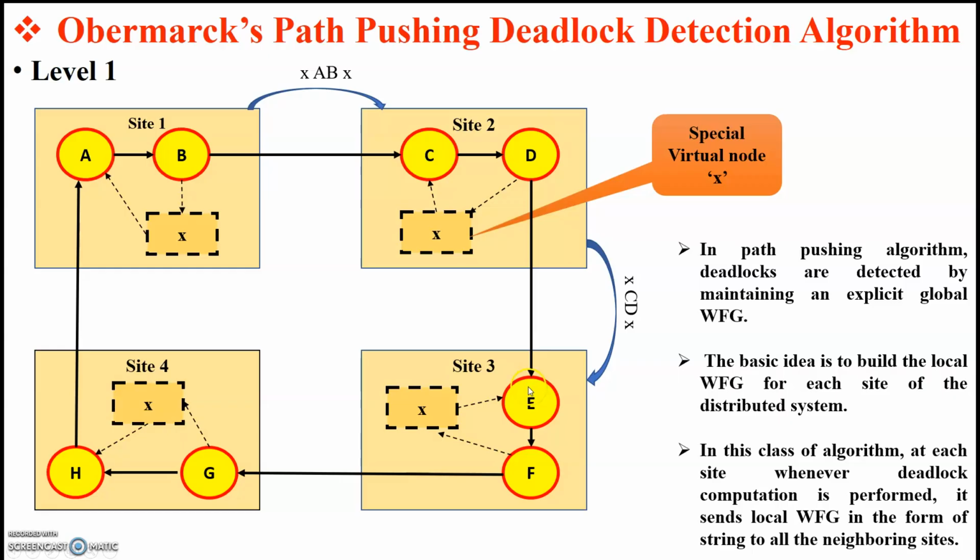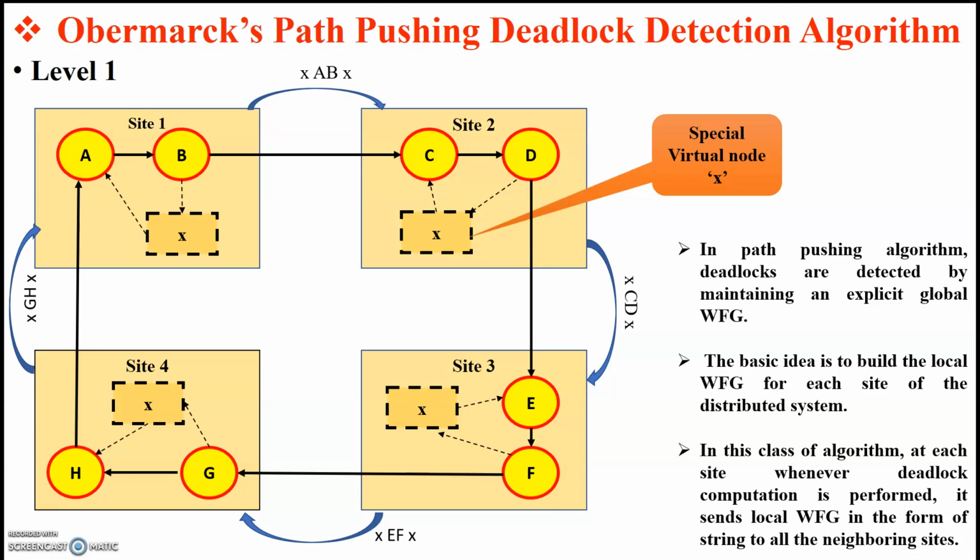Then again from site 3 to site 4, the message would be x e f x, and from site 4 back to site 1, it will be x g h x. Now just look at the first string and the last string. The first string is x a b x and the last string is x g h x. There is no similarity, which means that there is no deadlock.